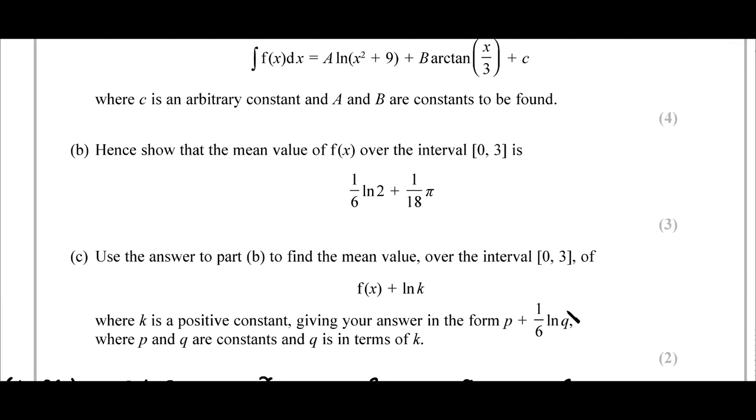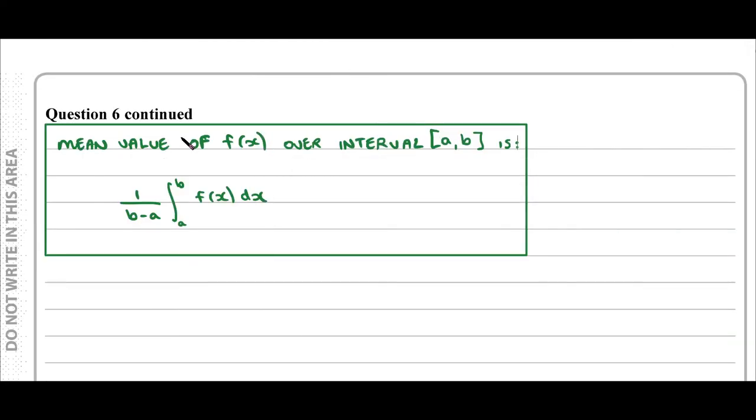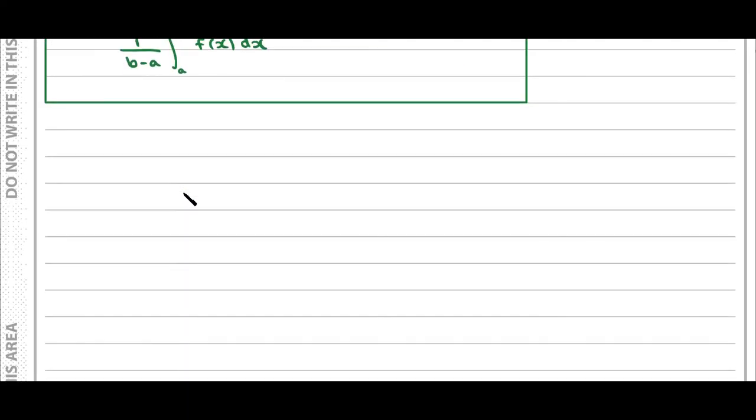For part B, hence show that the mean value of f of x over the interval 0 to 3 is a sixth times the natural log of 2 plus 1 over 18 pi. Well, the mean value is given with the following formula. The mean value of f of x over the interval a b is 1 over b minus a multiplied by the integral of f of x with respect to x between a and b. In other words, we have the mean value given as 1 over 3 minus 0 multiplied by the integral from 0 to 3 of f of x with respect to x.